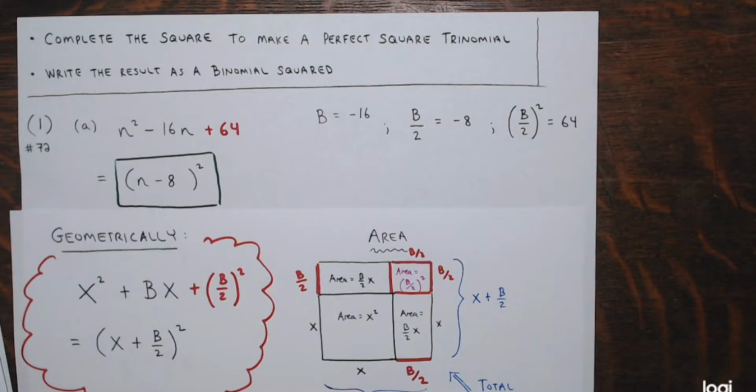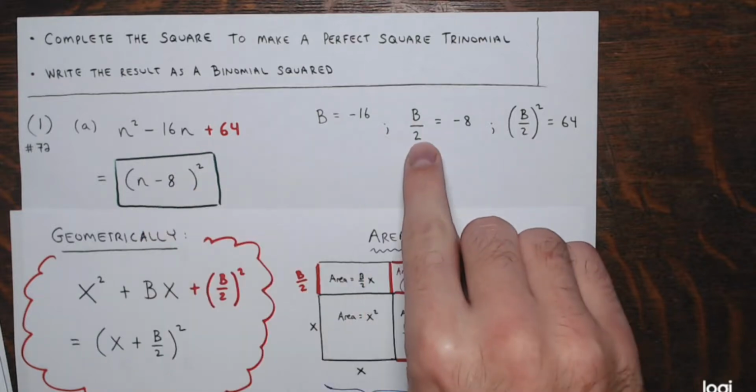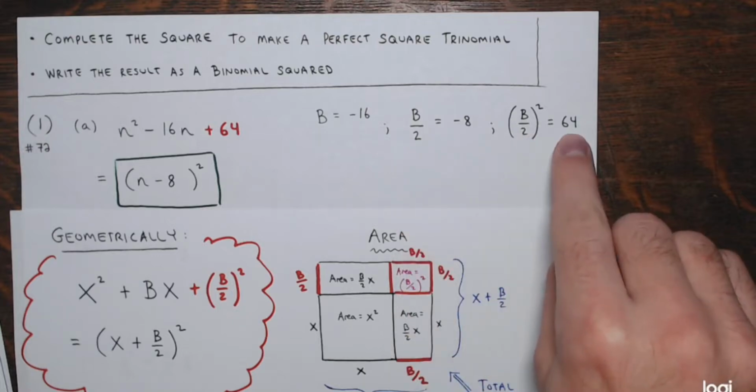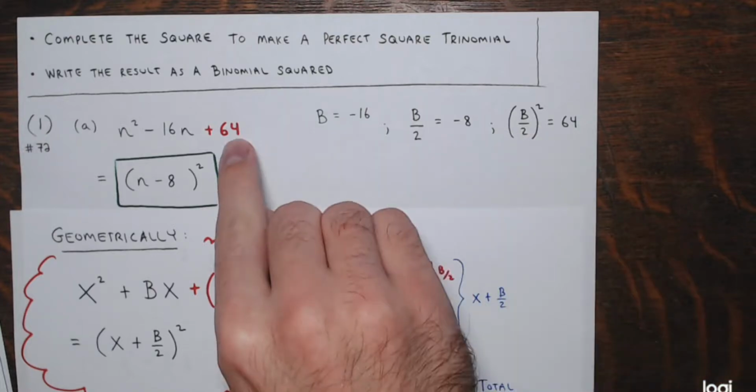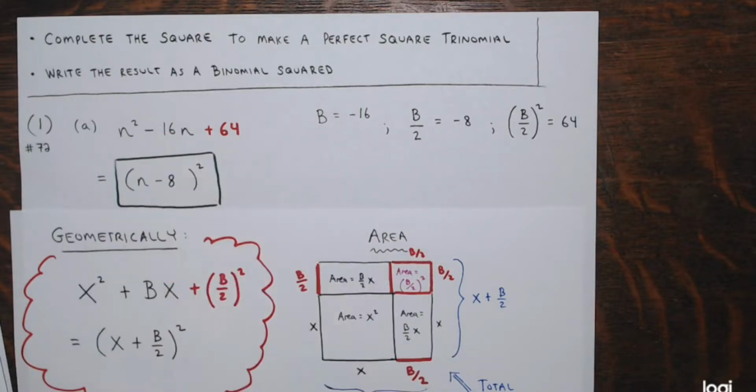All right, so I'm going to just do this a bunch more times. So find what's the b, what's half of b, half the linear coefficient. Square that. That number gets added, and then you can express the trinomial as a binomial squared.